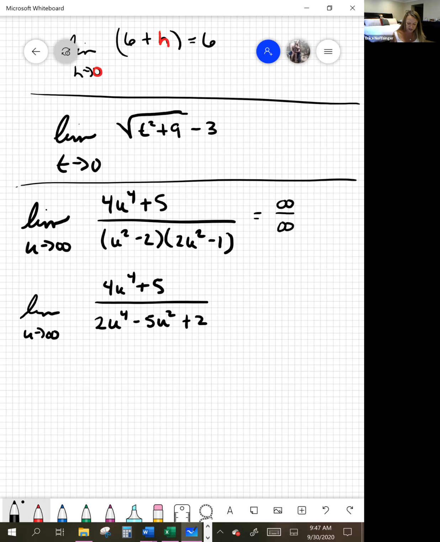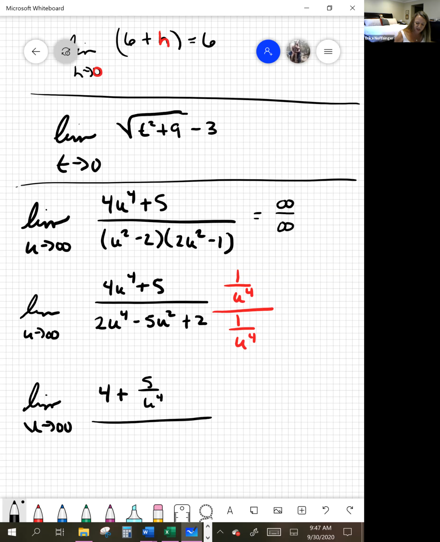So again, infinity over infinity, that's where you wanted to manipulate. And in this case, we can divide the numerator by the variable to the highest power from the denominator. So we're going to divide every single term by u to the fourth. So 4u to the fourth, all divided by u to the fourth is just 4. Plus nothing cancels there, 5 all over u to the fourth. Distributing it in the denominator, 2u to the fourth over u to the fourth is just 2. Minus 5u squared over u to the fourth, that simplifies as 5 over u squared. Plus nothing cancels, so 2 over u to the fourth.